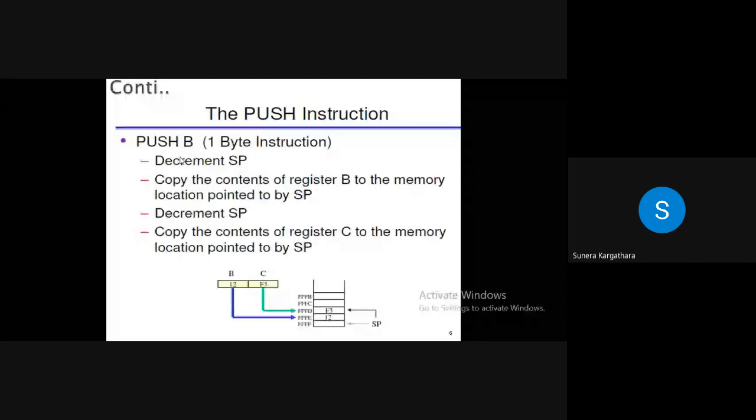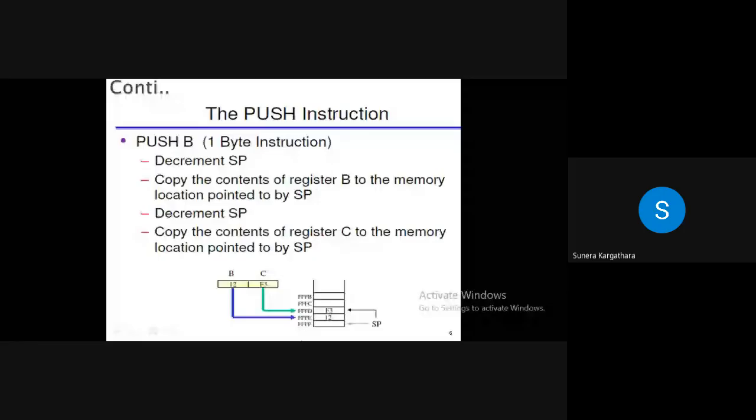Again, I'm repeating, students. While using push, it is decrement and store. What is decremented? I'm talking about the stack pointer. The address is first decremented by 1 and then it stores the data. While using the pop instruction, it will first retrieve and then increment. Please try to understand that I have initialized the stack from F, right?